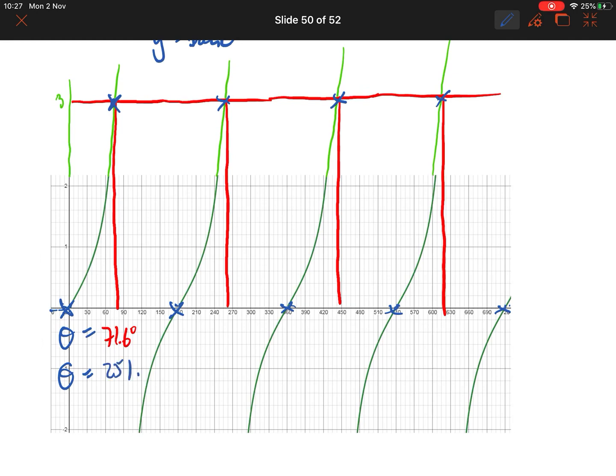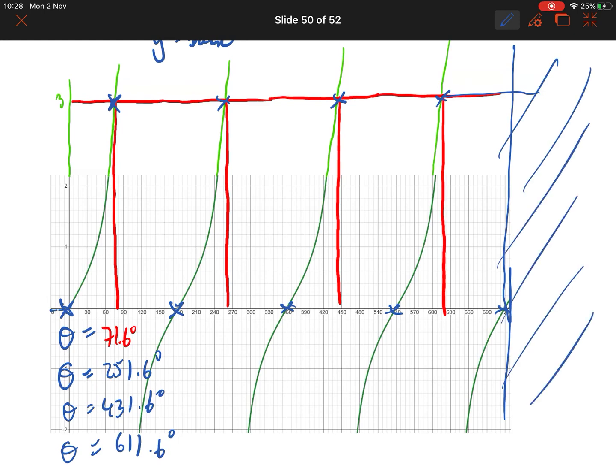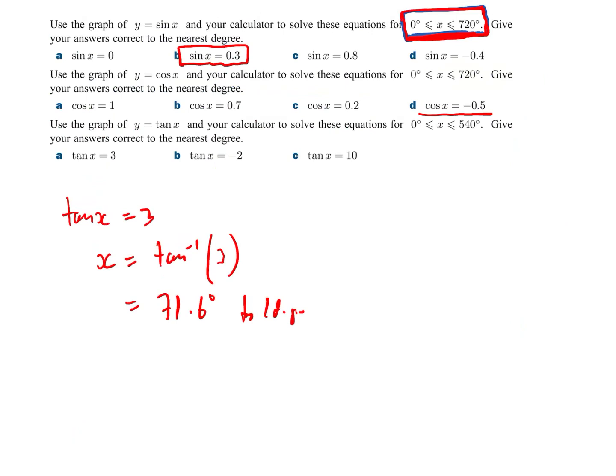Another answer is going to be add 180, 251.6 degrees, add another 180, 431.6 degrees, and add another 180, 611.6 degrees, before we then suddenly go outside of the range that the question was interested in. Okay, so 4 answers there. Okay, so I hope that makes sense.